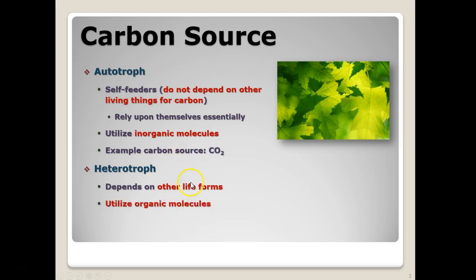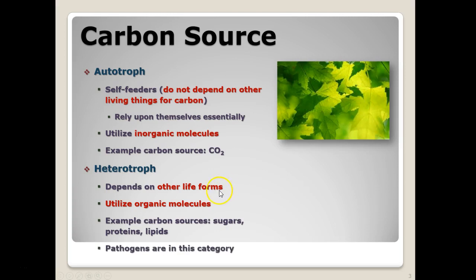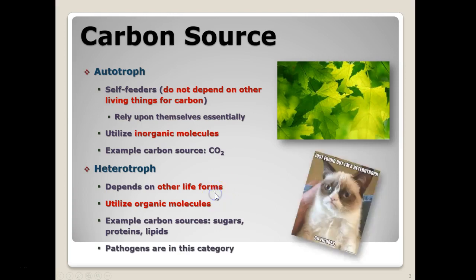So they're using organic molecules. So that's the big difference. Inorganic molecules indicating that it's not alive for the autotrophs, and for the heterotrophs, it's utilizing organic molecules. And they can get that carbon from sugars, from proteins, from lipids, anything that contains carbon. We are going to find pathogens in this particular category.